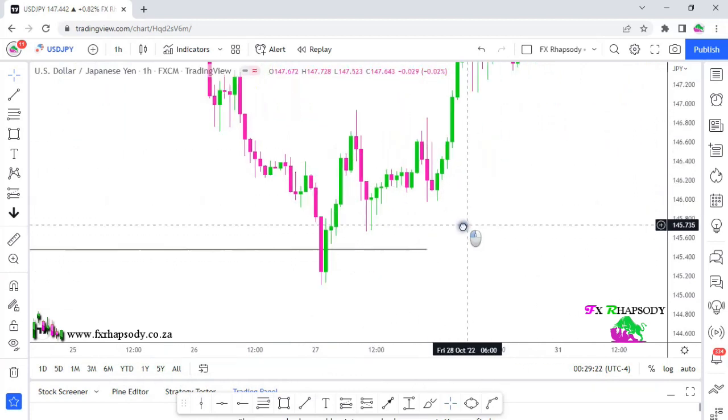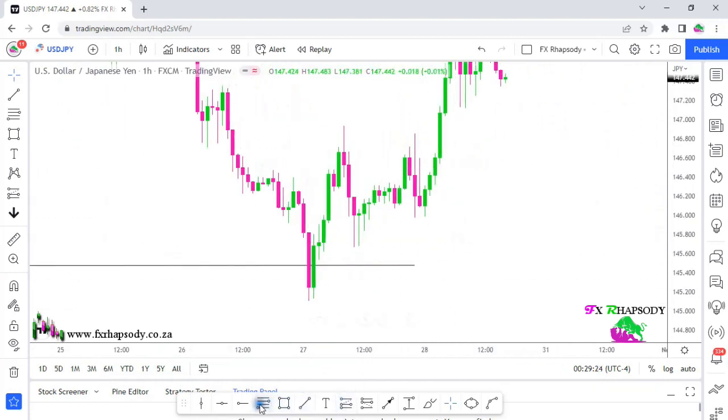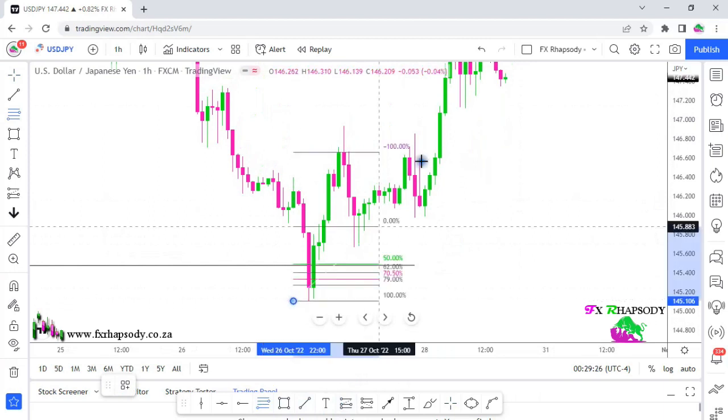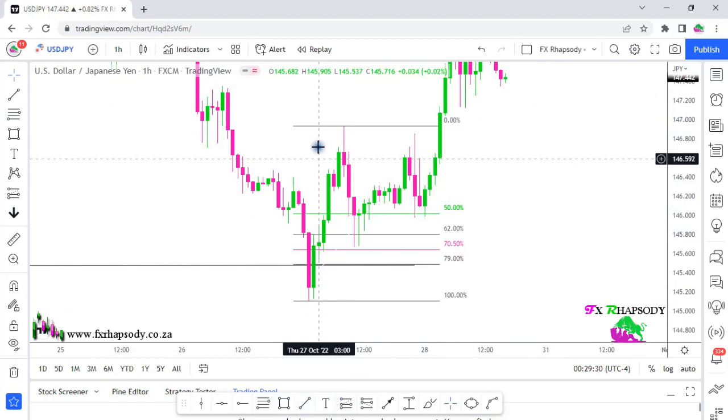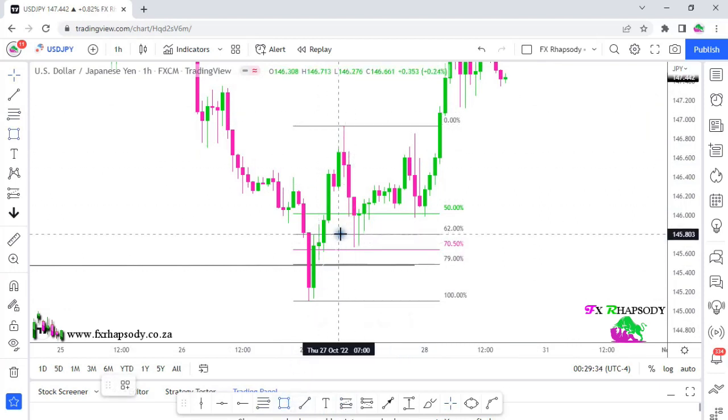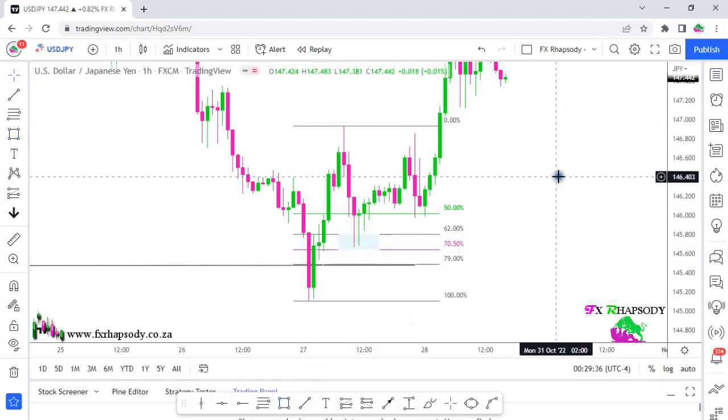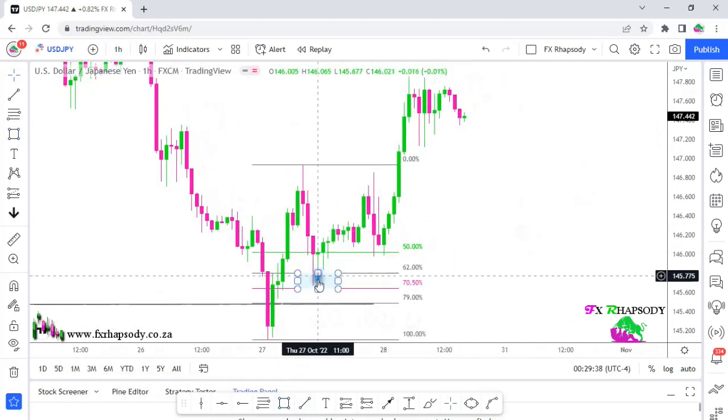So what happens is you have a retracement. You have a low and you have a high. Swing low, swing high, price retracing to the 62% area. It's as simple as that. Look at that. That is where you place your buy.